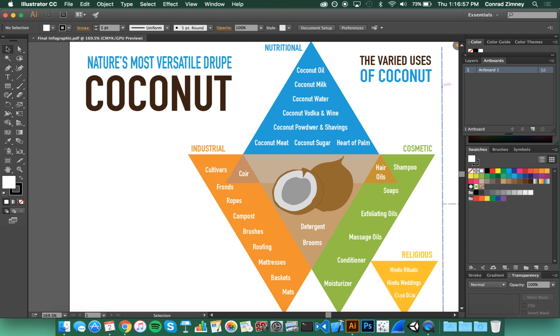Colors are not used to encode or highlight in this case. However, I believe you could argue that they're used to trigger associations. I think the different colors I've chosen here from my color palette and color swatches could be representative of the actual categories that these different uses of coconut are used for.